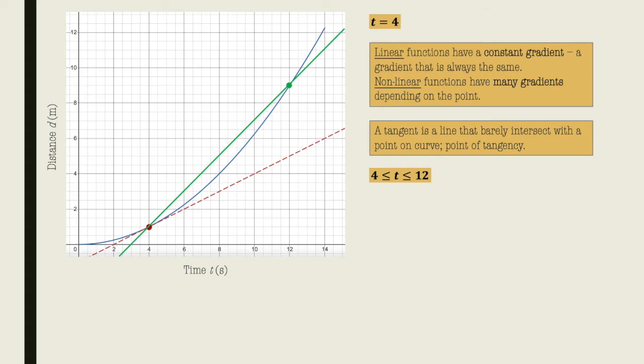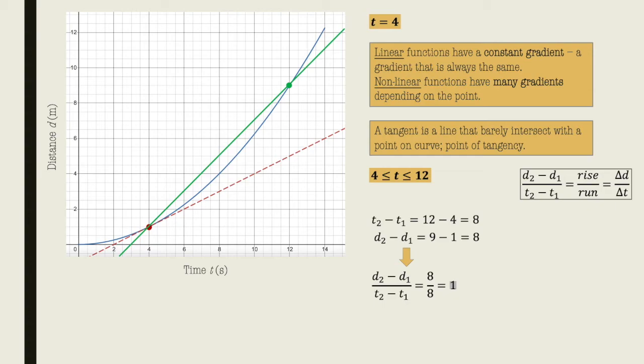To estimate, we choose a point on the line, say right there. Now we have defined an interval between t equals 4 and t equals 12. We can now find the average rate of change in that interval using the old formula, and we attain the green line shown in the graph. Our calculations yield the following result. The gradient of this interval is 1.